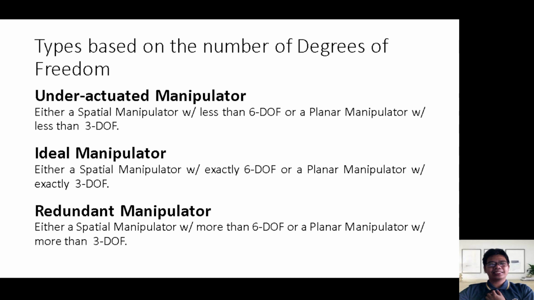Lastly is the redundant manipulator. A redundant manipulator provides more degrees of freedom than the maximum required for its task. Similar to the under-actuated manipulator, it can be of two types: a spatial manipulator with more than 6 degrees of freedom, or a planar manipulator with more than 3 degrees of freedom.